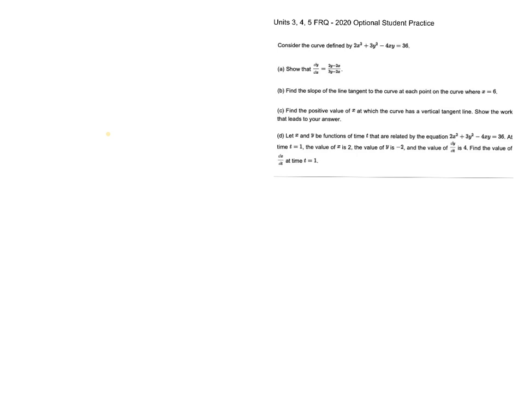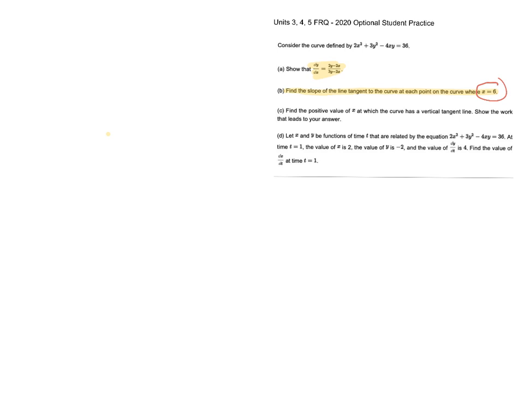Letter B says find the slope of the tangent to the curve at each point where x equals 6. At each point on the curve where x equals 6. And on the last slide, I ended by saying that if you're going to use this formula to get the slope, you need to have the x and the y values. So here we're given the x value, and we have to see if there are one or more y values associated with that x value, and then find the slope at each of those points. So to get those y values, we're going to need to plug 6 into the original equation.